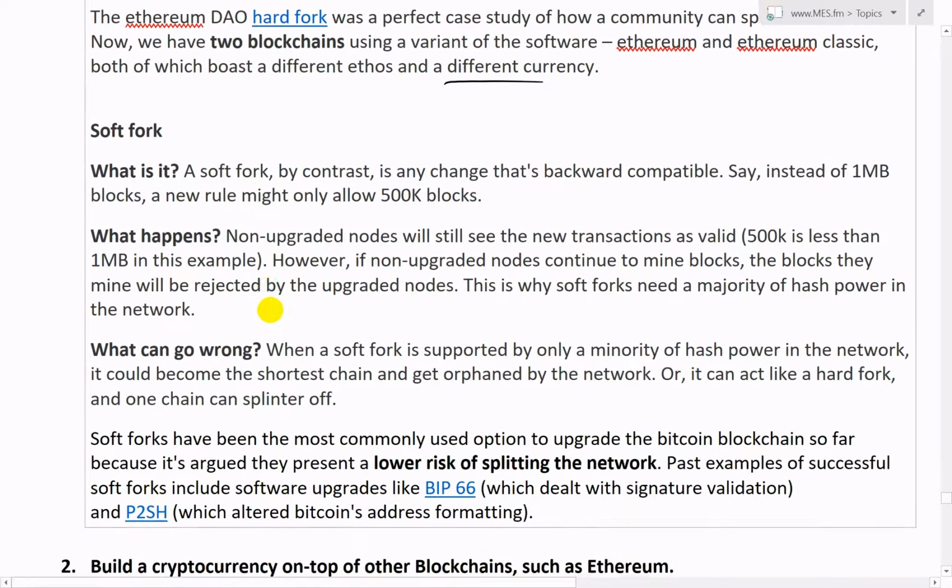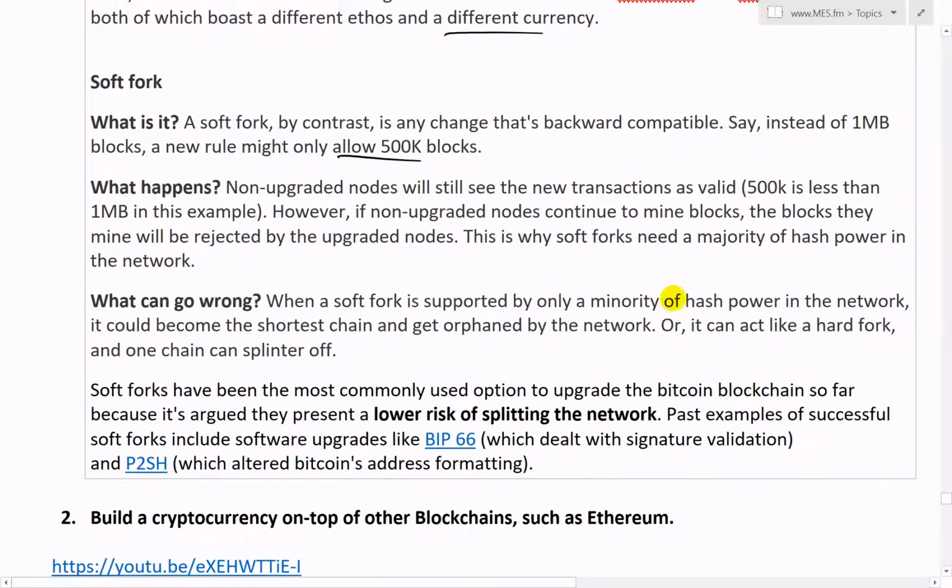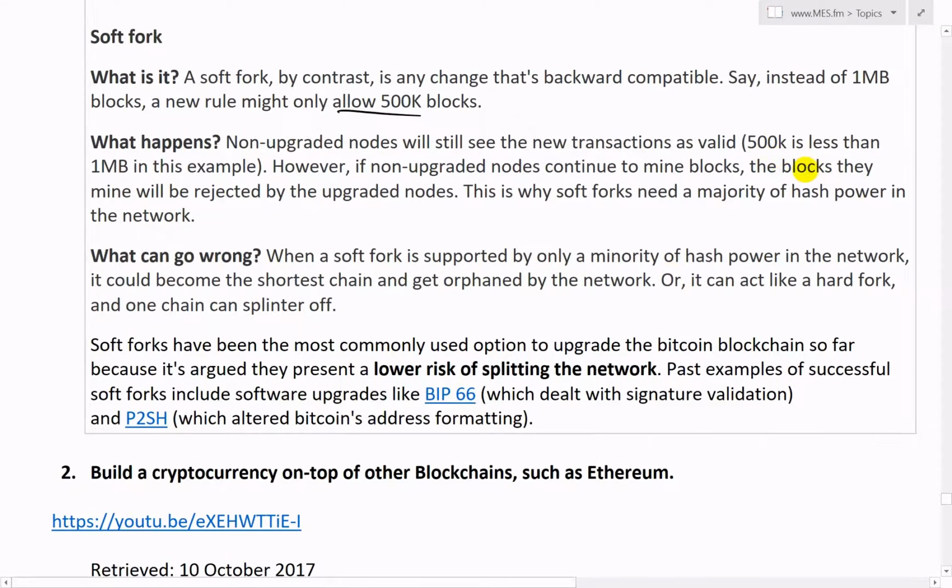So then the soft fork is the difference as well, it's still compatible. A soft fork, by contrast, is any change that's backwards compatible. Say instead of 1 megabyte blocks, a new rule might allow 500k blocks. What happens is non-upgraded nodes will still see the new transactions as valid, since 500k is less than 1 megabyte in this example. However, if non-upgraded nodes continue to mine blocks, the blocks they mine will be rejected by the upgraded nodes. This is why some forks need a majority of hash power in the network.